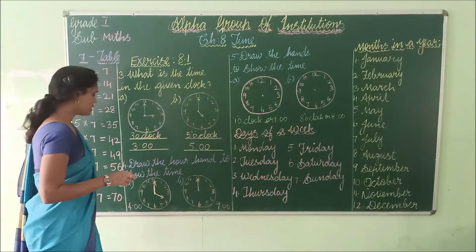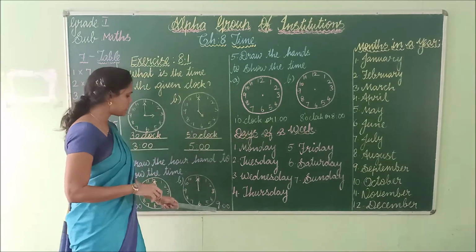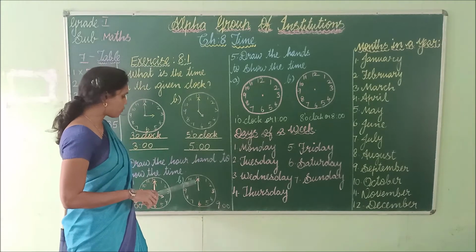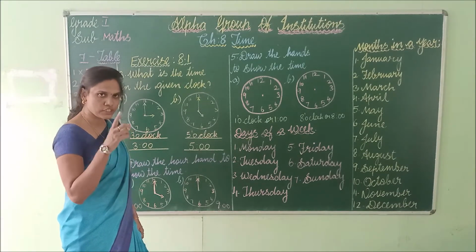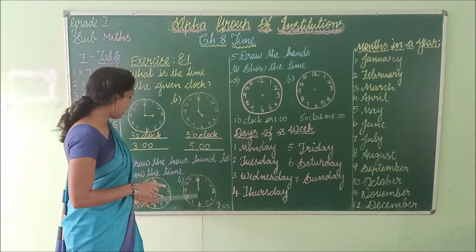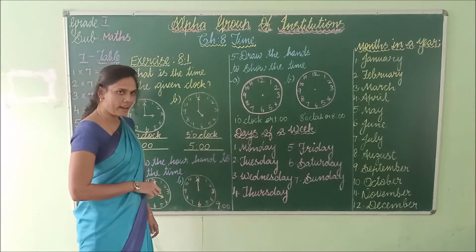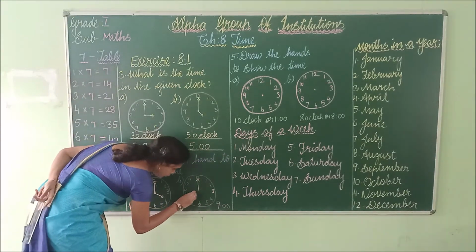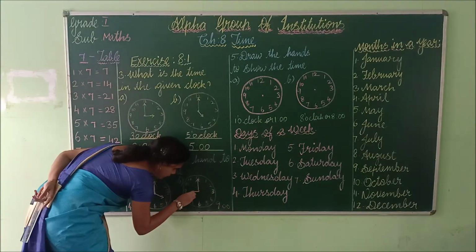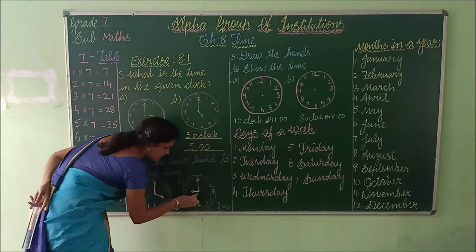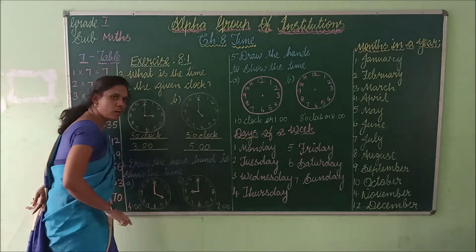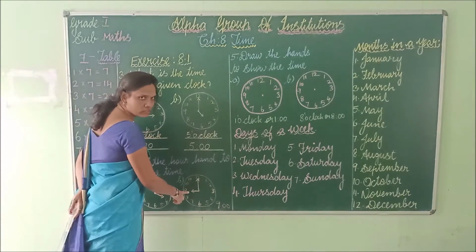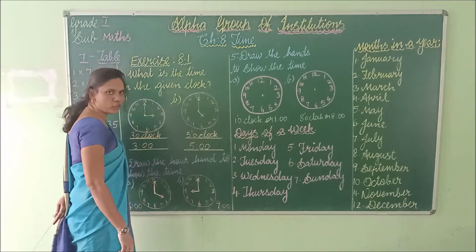Okay, next one. See the B problem. Here the time is 9. Okay, 9 o'clock. So already the long hand is pointing to 12. That is 0 minutes. Now we have to draw the hour hand. Where it should point? So it should point 9. Okay, you should draw small hand. Okay children, see there is a difference between short hand and long hand. Okay, so the short hand should point to 9. Okay, so this is 9 o'clock.